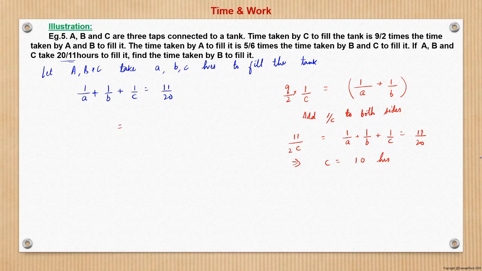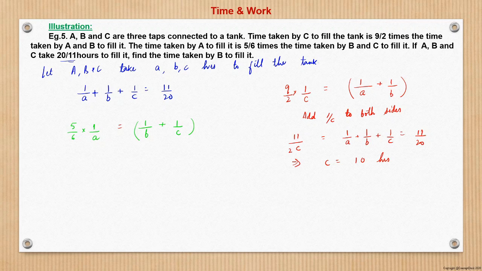Similarly, another thing: the time taken by A to fill the tank is 5 by 6 times the time taken by B and C. So what is the working rate of B? 1 by B unit per hour and C is 1 by C unit per hour. So this is the total work they do in 1 hour, and this is nothing but 5 by 6 times the working rate of A, right?